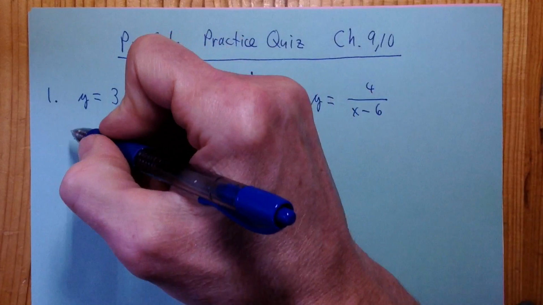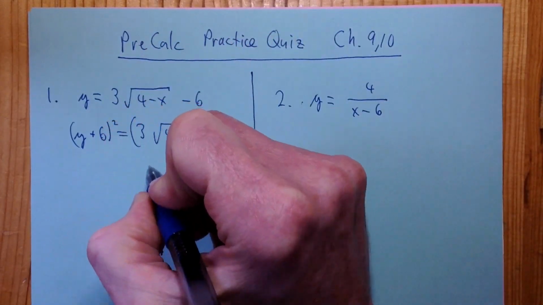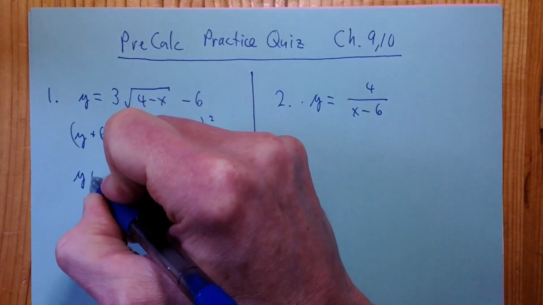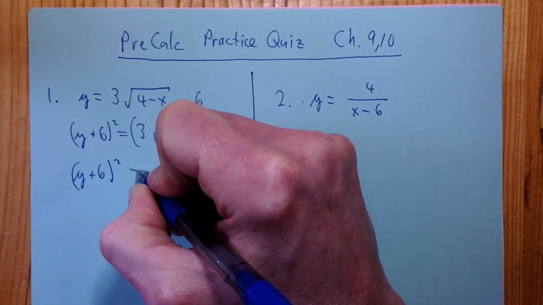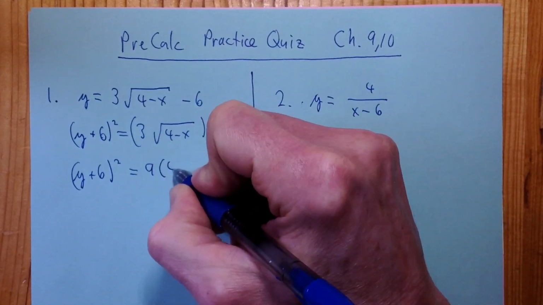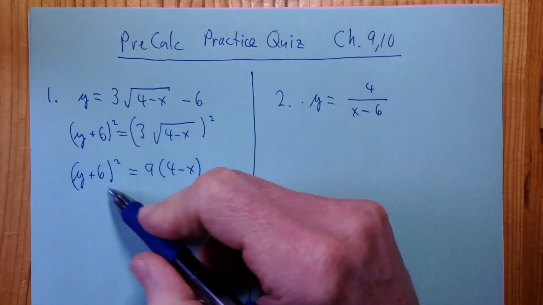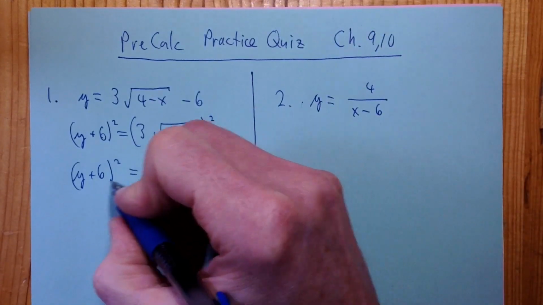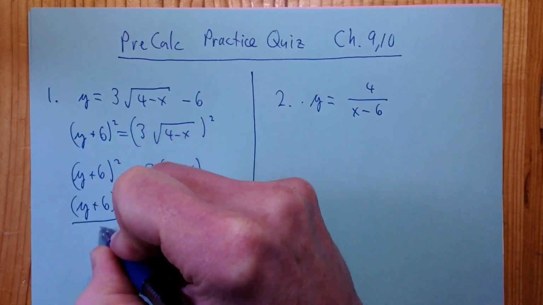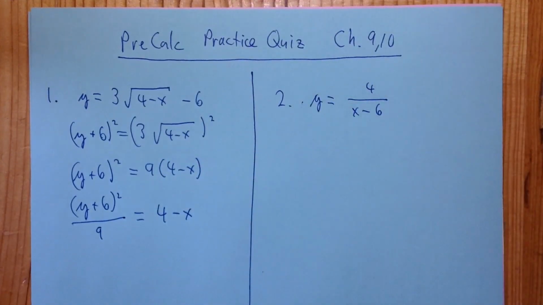Now square both sides. Over here we get, let's leave it as y plus 6 squared. And on this side we have 9, 3 squared is 9, times 4 minus x. Again, we just want to solve for x. So let's put the 9 over here. Divide both sides by 9. So y plus 6 squared divided by 9 equals 4 minus x.